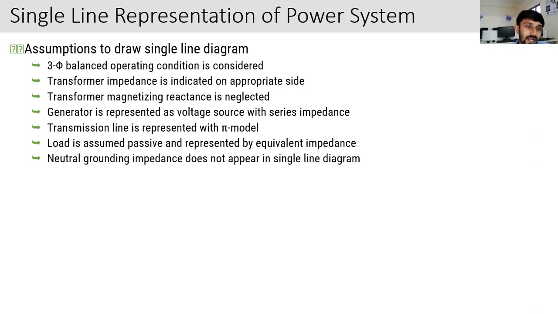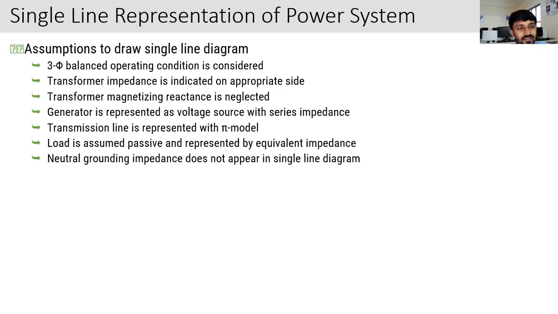The third one is that the transformer magnetizing reactance is neglected. Why do we neglect the magnetizing reactance? Because the magnetizing reactance only matters during the transient, when we first analyze the transformer. Otherwise, when any fault occurs, only the magnetizing reactance is present. After that it is negligible, something like 0.00 something, so we neglect it.